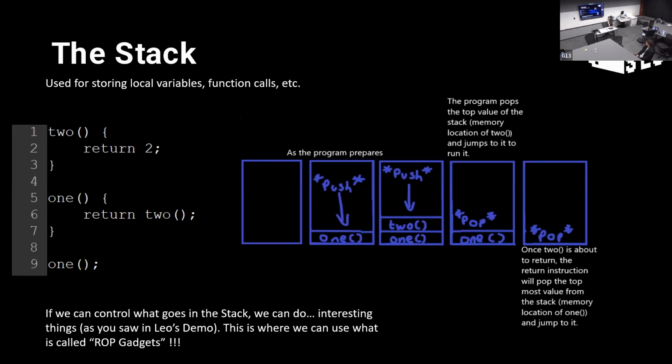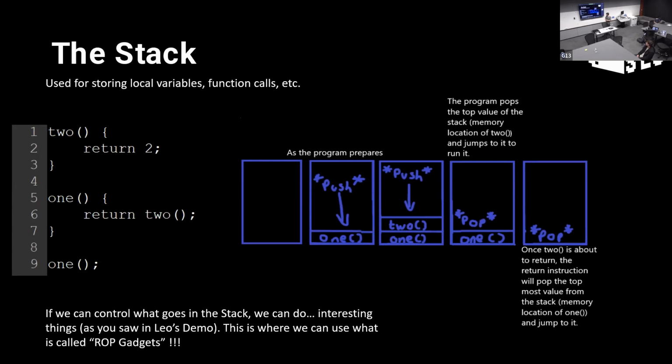This is my drawing of essentially how this very simple program on the left here works in the stack. Essentially, as the program prepares to run the one function, it pushes it onto the stack. It then pushes two onto the stack because you're essentially going in two layers of function calls. And then once the program actually wants to run two in the first place, it will pop it from the stack. It'll jump to that function, and then it will run whatever is in said function, okay? Once it returns, that return essentially prepares it to jump back to where it jumped from. So you're essentially jumping to and from these functions in order to run what you have inside them.